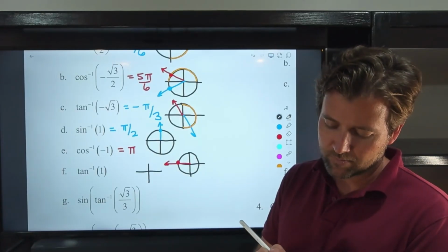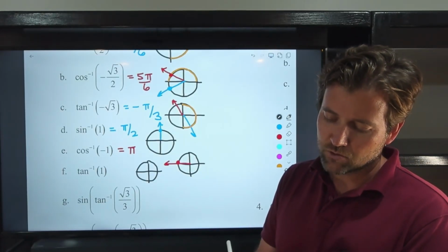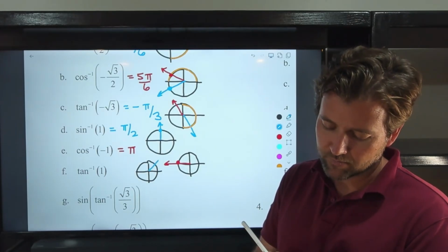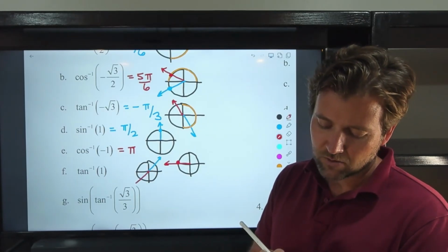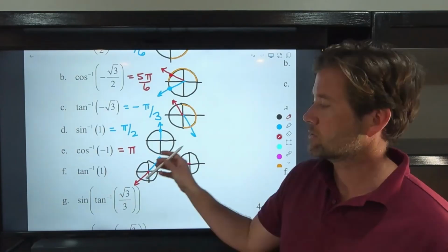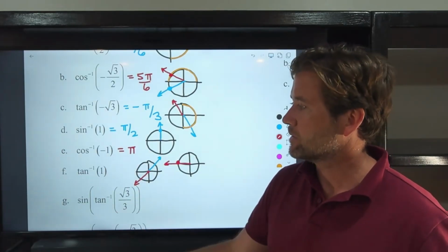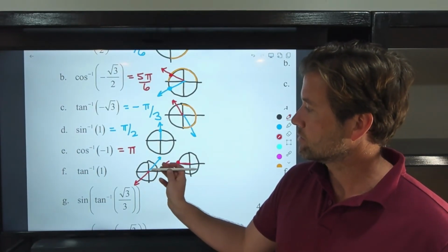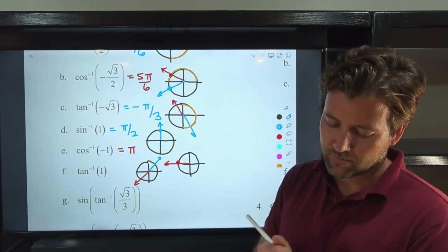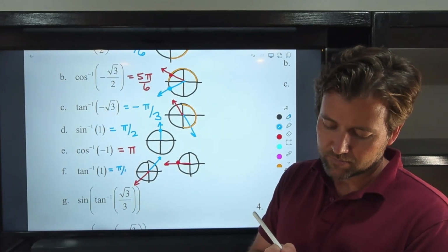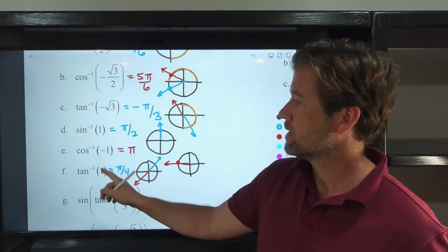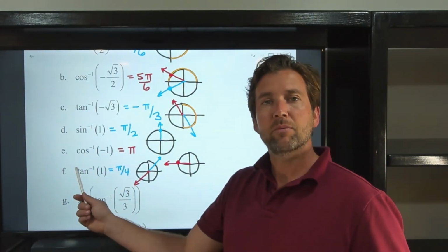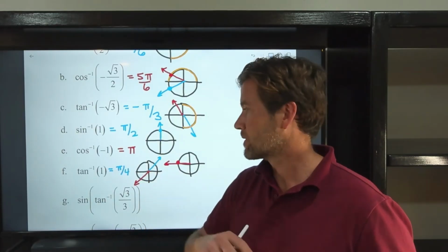Arctangent of 1. So I'm going to draw angles with a slope of 1. This is like the line y equals x, which has a slope of 1. Arctangent must output an angle in between negative pi over 2 and pi over 2. So this angle in blue is pi over 4. The tangent of pi over 4 is equal to 1. All of these are inverse trig functions, so each input has exactly one output.